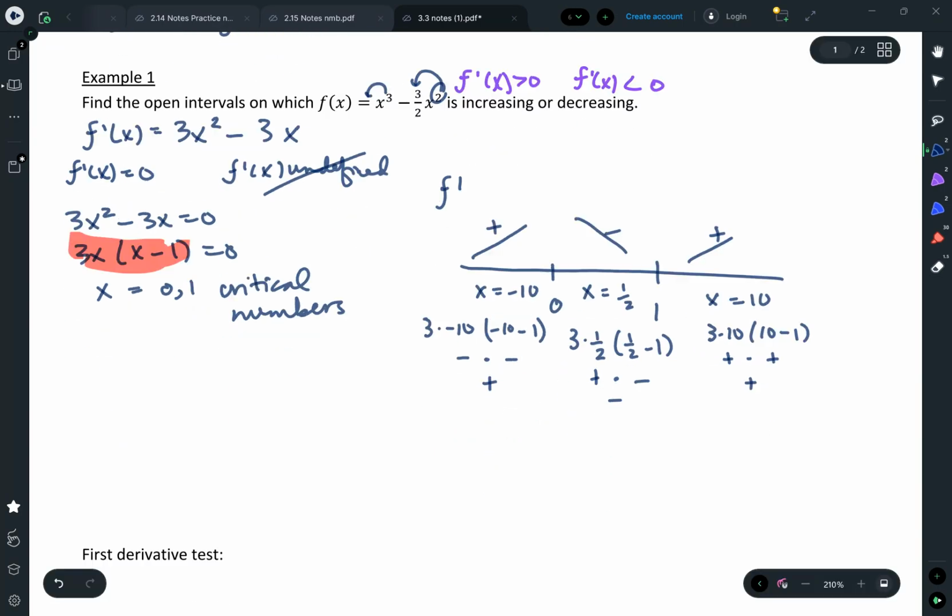Okay, now I've got to wrap it all up. f is increasing.